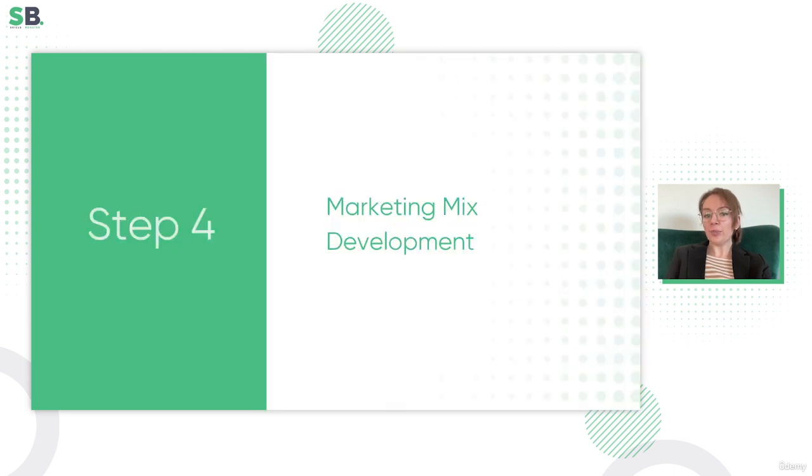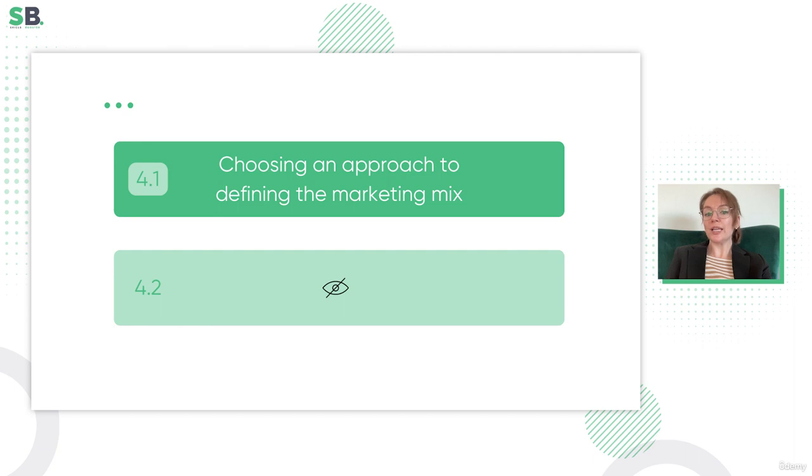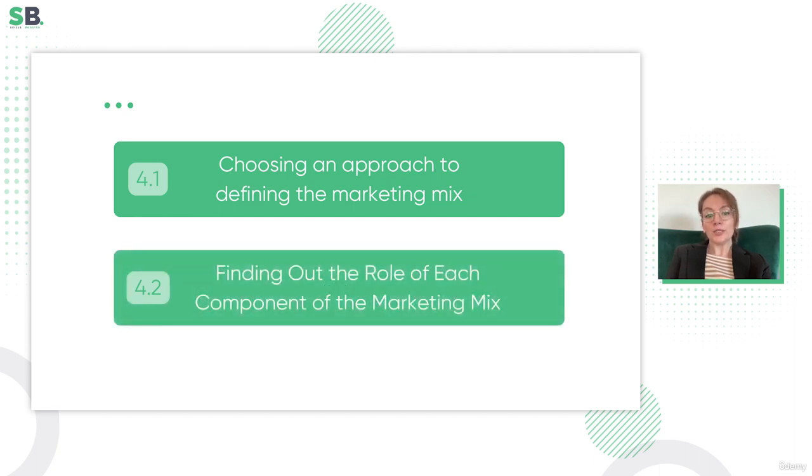The fourth step is marketing mix development. At this stage, we choose an approach to defining the marketing mix, consider the 4Ps or 7Ps or other relevant concepts. Next, we find out the role of each component of the marketing mix, recognize how each element contributes to the overall strategy, and ensure consistency and integration across all elements.